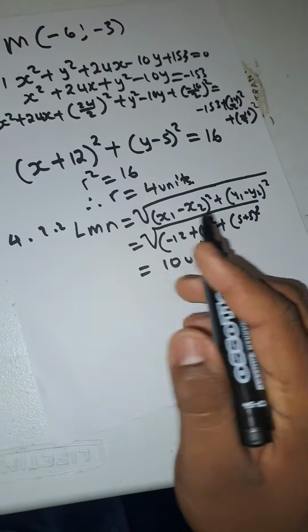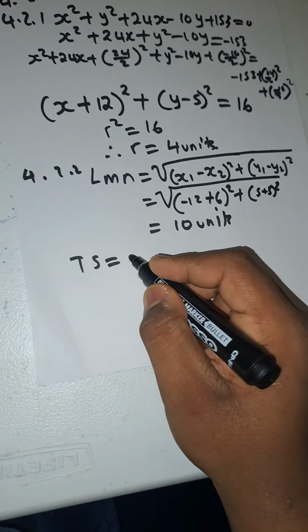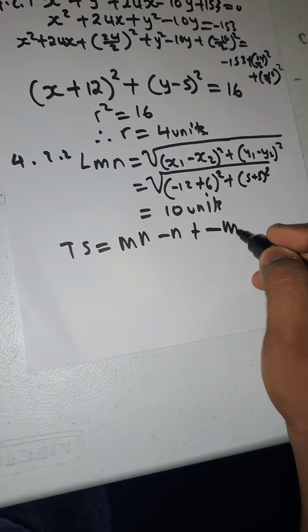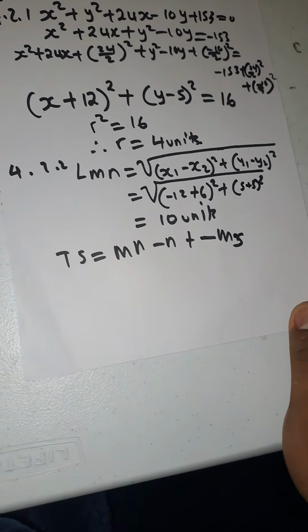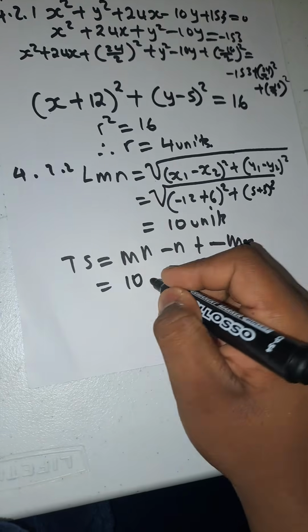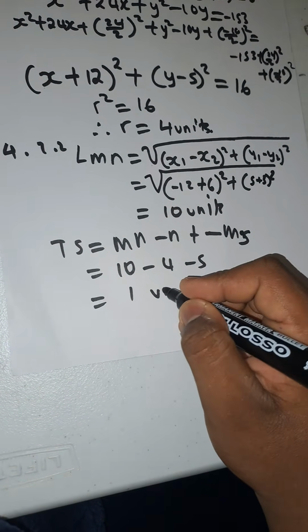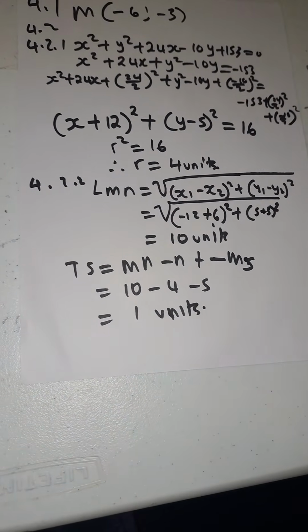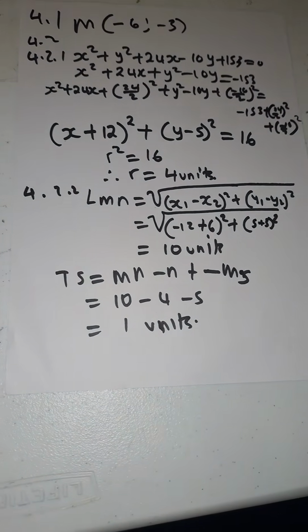So for me to calculate TS, I'm simply gonna say TS is equal to MN minus NT minus MS. So it's gonna be 10 minus 4 minus 5, which is 1 unit. Is it fine now? They are just linking since they are on the same line. So yeah, that's how it is.